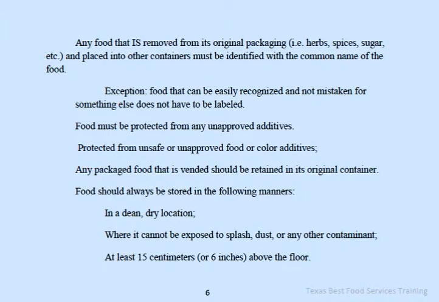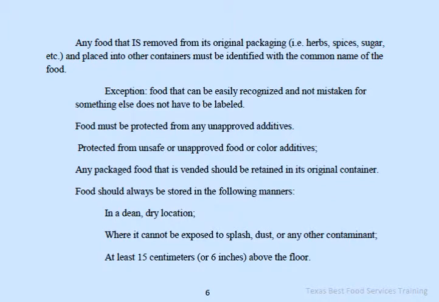Any food that is removed from its original packaging, such as herbs, spices, sugar, etc., and placed into other containers, must be identified with the common name of the food. The exception is food that is easily recognized and not mistaken for something else. It does not have to be labeled. Macaroni noodles is an example. Food must be protected from any unapproved additives and protected from unsafe or unapproved food or color additives. And any packaged food that is vended should be retained in its original container.